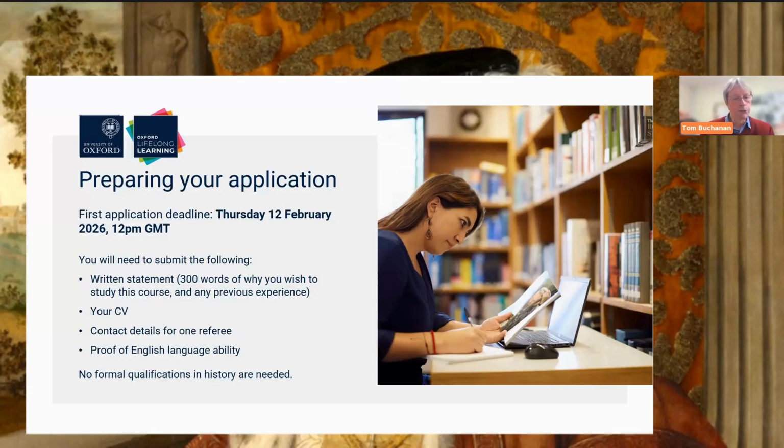And the final element is proof of English language ability. But again, to reiterate, no formal qualifications in history are needed. Clearly, if you have qualifications in history, that's tremendously helpful to us. For instance, if you had studied history at school and then maybe dropped it, that's worth knowing. Likewise, if you have studied history more recently, that's tremendously helpful to know.